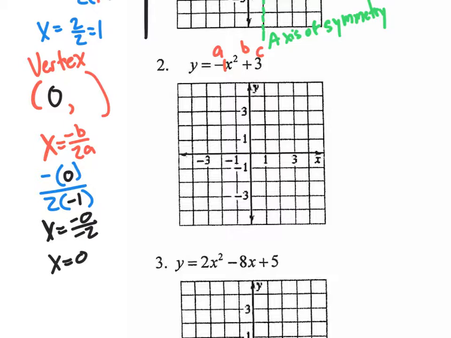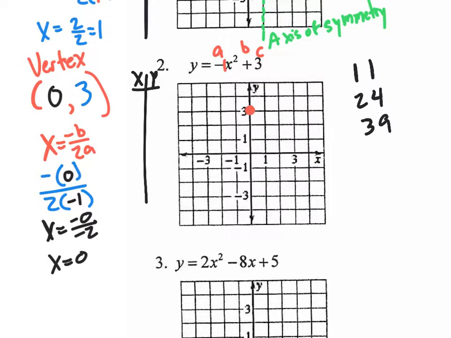So when you plug in 0, you get an output of 3. After that, you're supposed to go to an XY table, but since the A value is 1, once again, we could use the pattern 1, 1, 2, 4, 3, 9 from the vertex. So let's first graph that most important point of the parabola, the vertex, which is at (0, 3). (0, 3) is right here, that red dot.